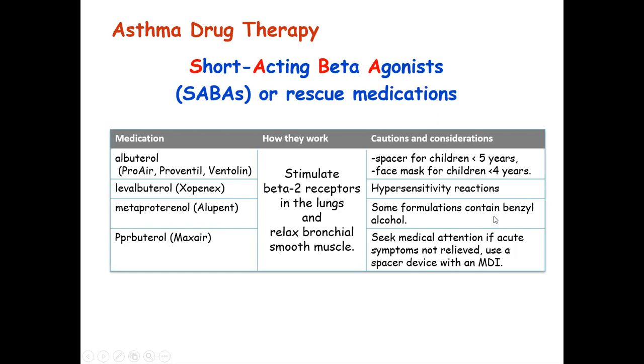Some of the formulations contain benzyl alcohol. That's actually just the max there. And then seek medical attention if acute symptoms are not relieved. Also, use a spacer device with an MDI. And remember, the MDI is a metered dose inhaler. You can just imagine for a child, it's very hard to exhale and then time it so you're breathing in at the very same moment that you push the button and actuate.